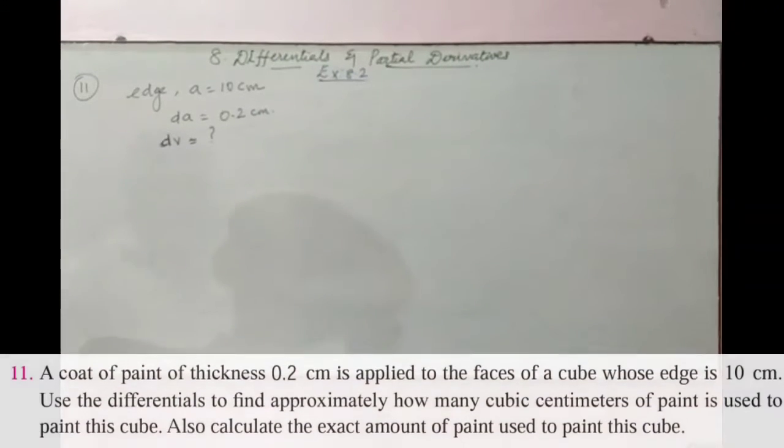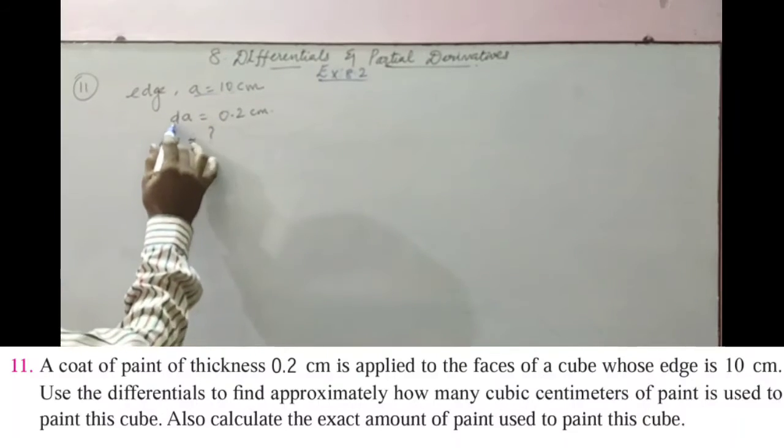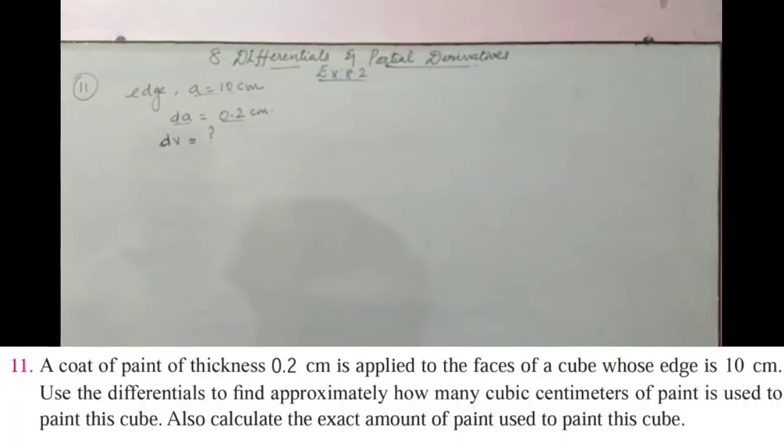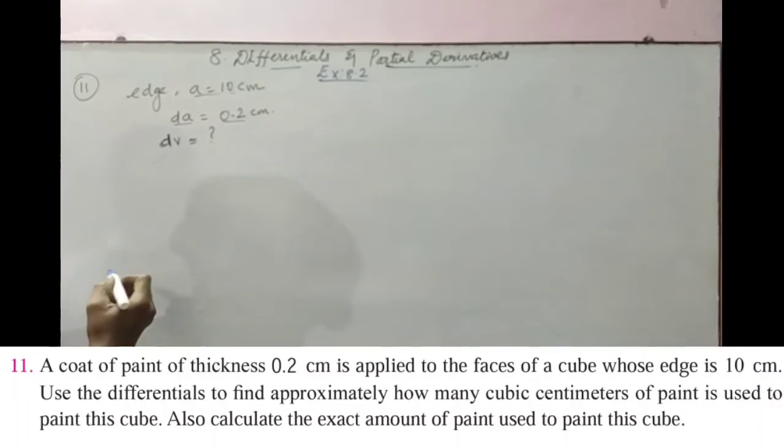Next, in the 11th sum, this is the last sum of this exercise. A coat of paint of thickness 0.2 cm is applied to the faces of a cube whose edge is 10 cm. Use differentials to find approximately how many cubic centimeter of paint is used to paint this cube. Also calculate the exact amount of paint used to paint this cube. Here the shape is cube, so the edge is given as A equal to 10 cm, and directly the thickness is given, that should be taken as dA equal to 0.2 cm. We have to find the approximate change in the volume of painting.